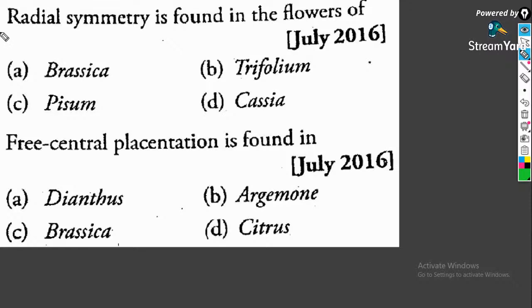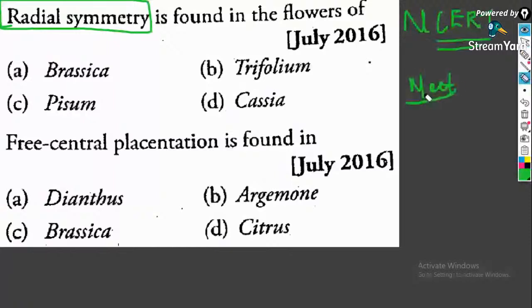Radial symmetry is found in the flowers of. Direct question from NCERT. All people, please study this. This is a guaranteed MCQ for the NEET examination. Perfect. Please study and tell me the answer for this question. Radial symmetry is found in the flowers of.